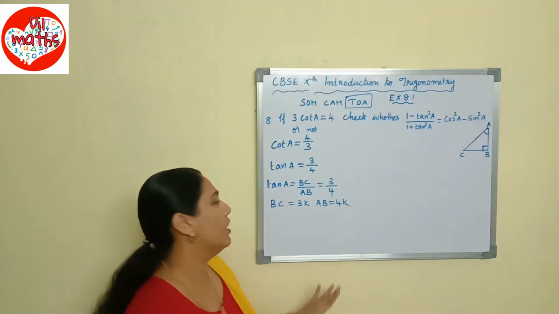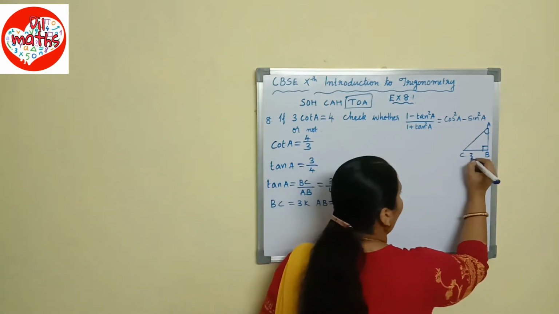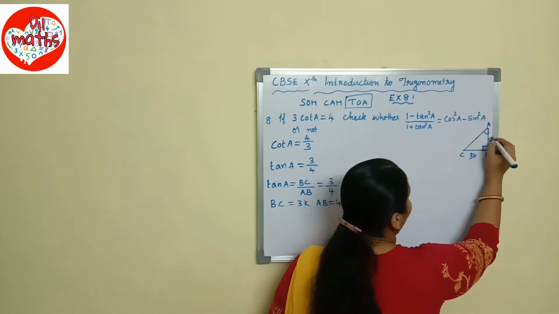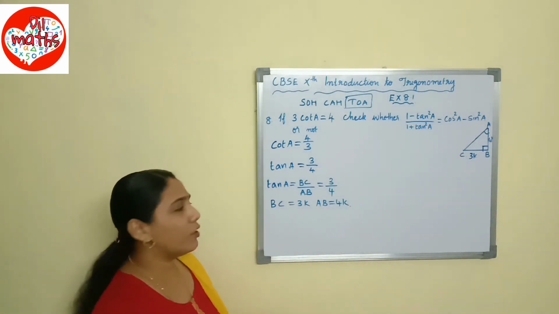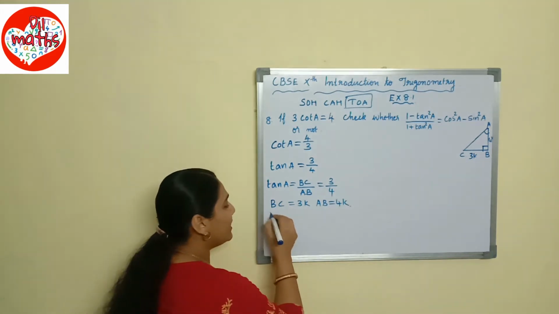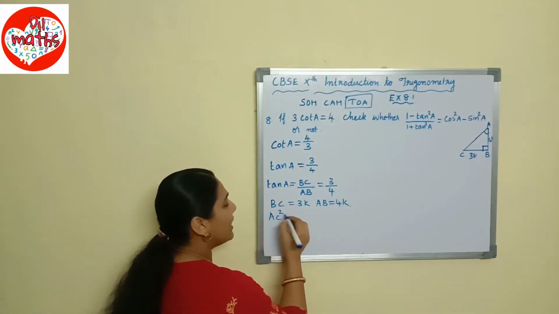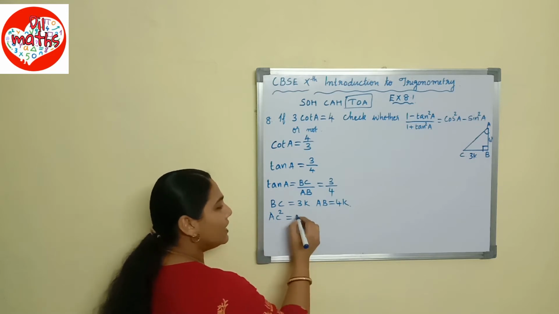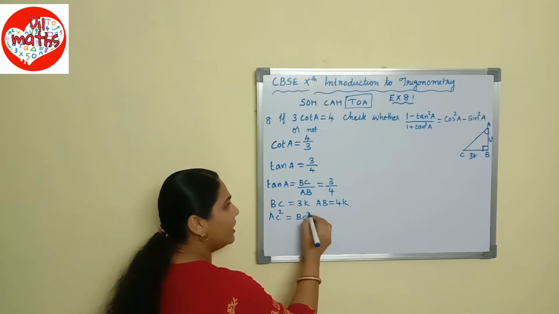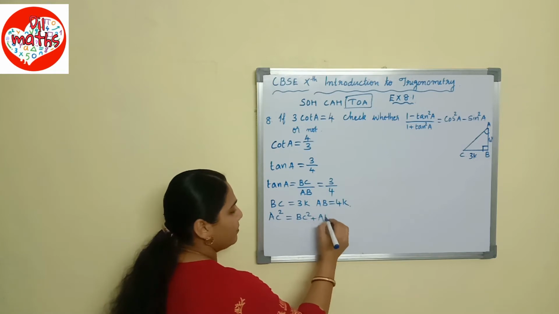We got BC is equal to 3K and AB is equal to 4K. What should we find out? We should find out AC by using the Pythagoras theorem. By Pythagoras theorem, what can we write? AC square is equal to hypotenuse square is equal to base square plus altitude square. That means BC square plus AB square.